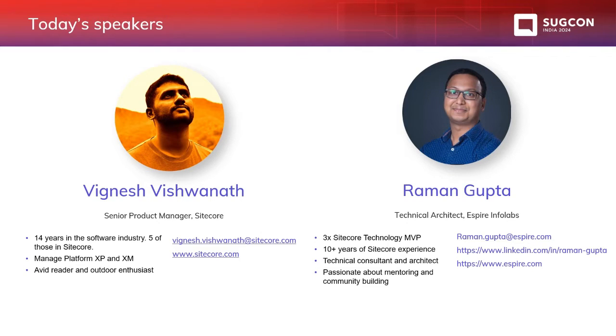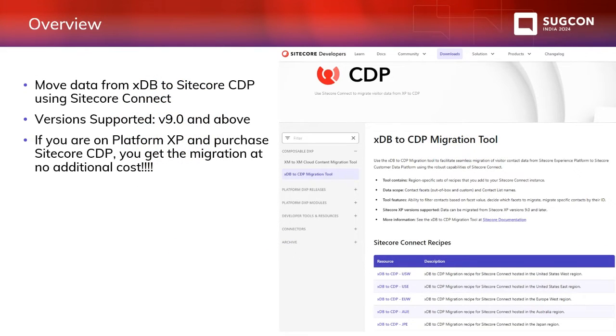Through this session, we basically cover how we can migrate contact data from XDB to Sitecore CDP using Sitecore Connect. Recently Sitecore has released a tool called the XDB to CDP migration tool. This was released in April 2024, and using it we can migrate the contact data from the traditional XP platform to the composable CDP platform.